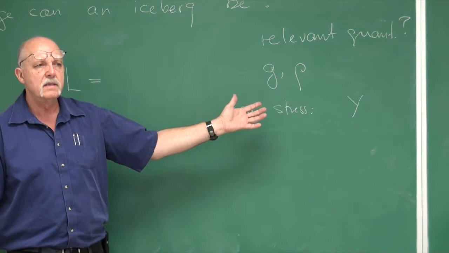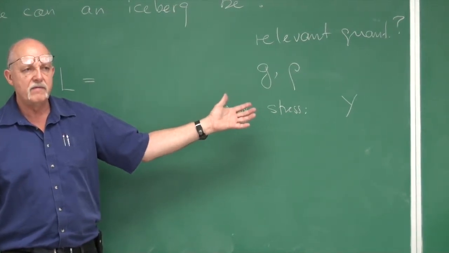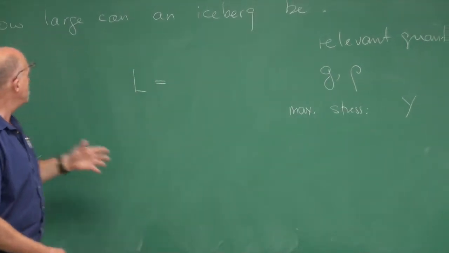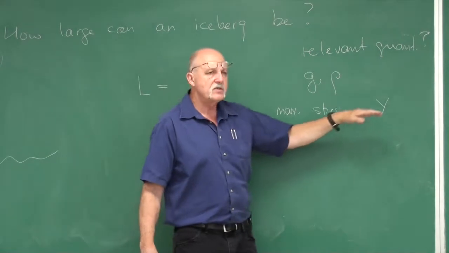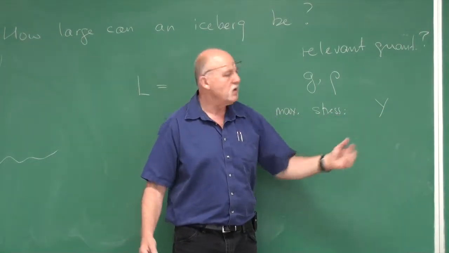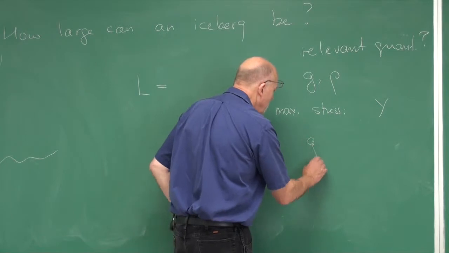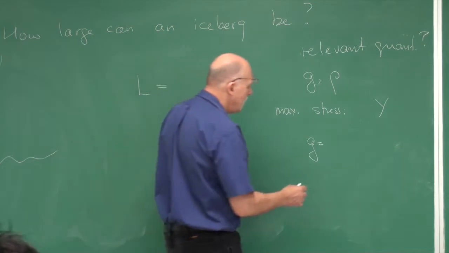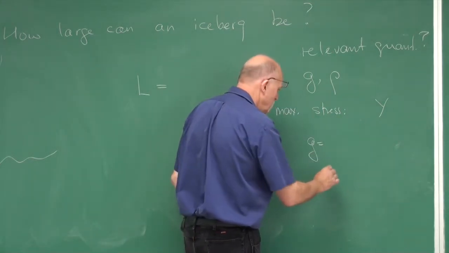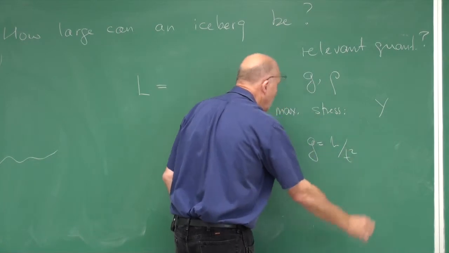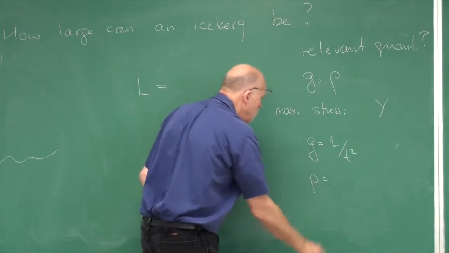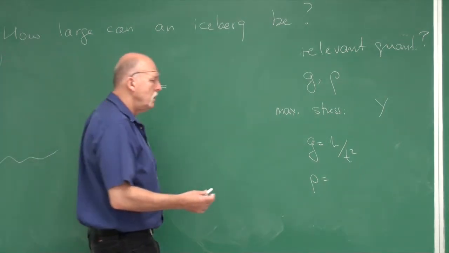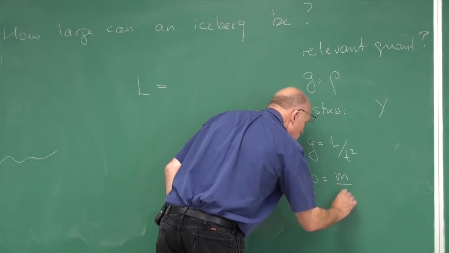Okay, I'd like to see what we can do with these things, see if this is enough. We kind of think it should be enough, right? Because we're describing the force which tends to break it, and we describe the strength of the material, maybe it will work. So what are the units of these guys? g has units of acceleration, which is length over time squared. Density is mass per volume, or mass per length cubed.